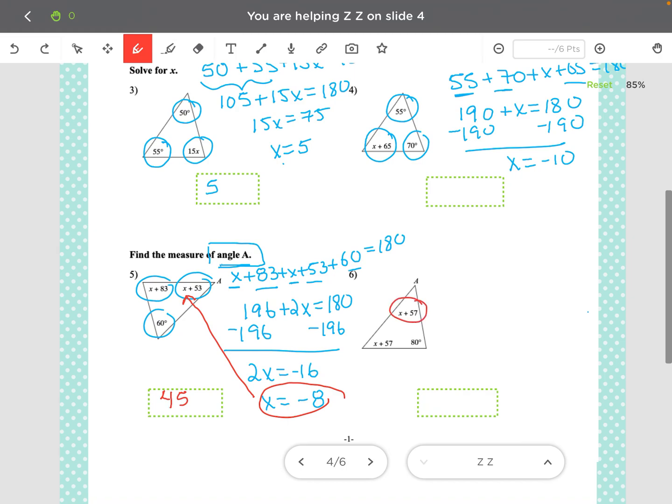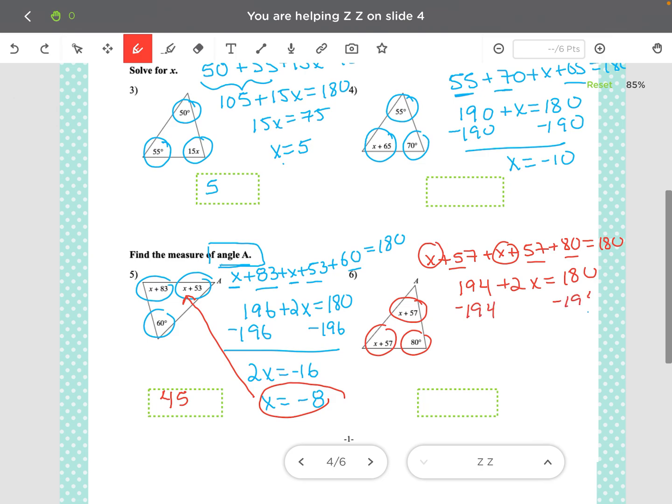Okay, let's try the last one together. So same thing, all three angles have to add up to 180. So let's go ahead and combine our like terms again. So I got 57 plus 80. That's 194. I've got 2x equals 180.